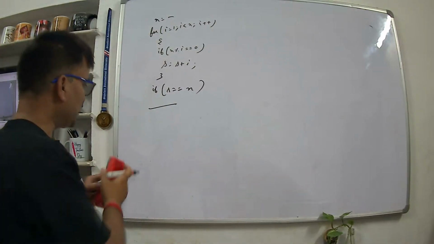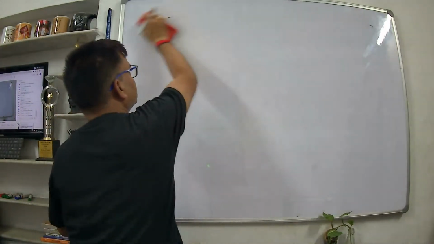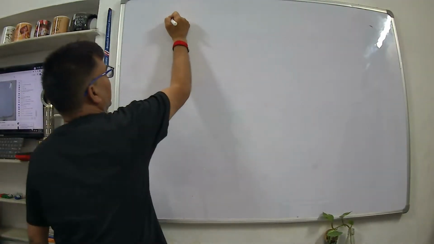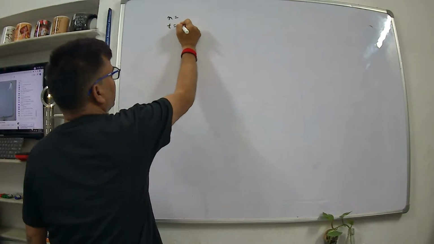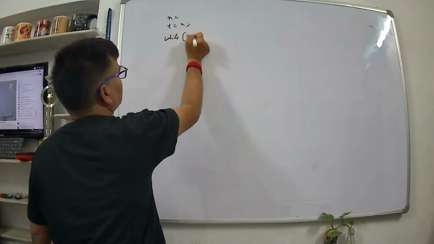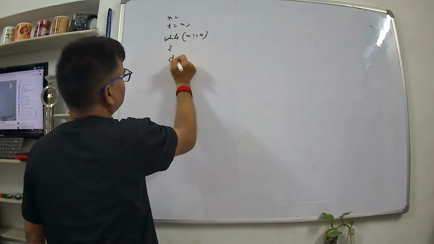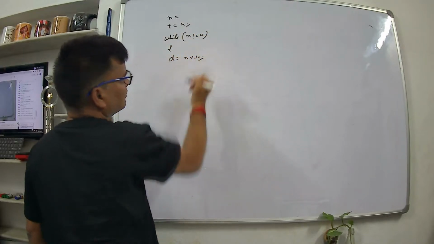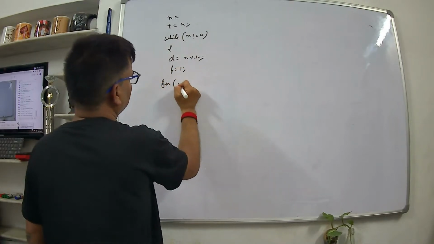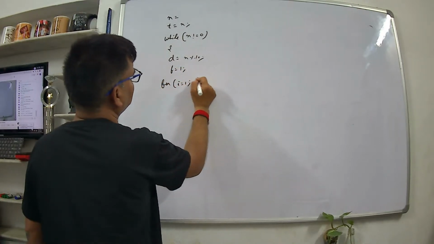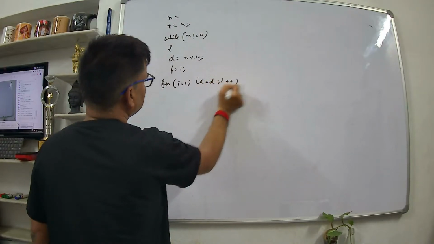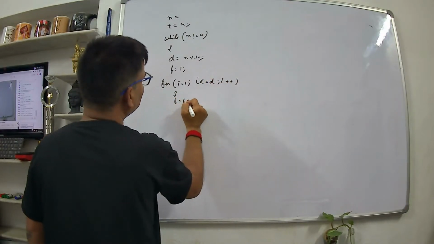Special number: sum of the factorials of the digits is equal to the original number. Now we take n as a number, we take a copy of n as t. While n is not equal to 0, I extract t equal to n modulus 10. Now I use f as 1. For i equal to 1, i less than or equal to t, i plus plus, f equal to f into i.